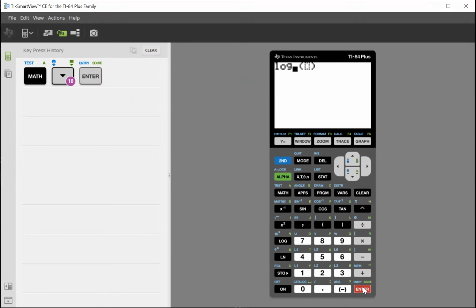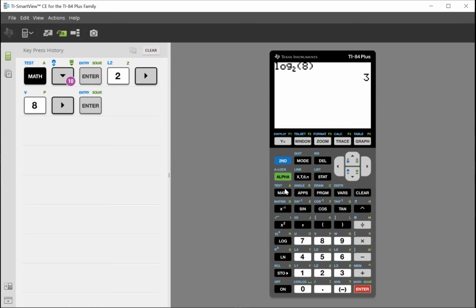So remember, my first one was log base 2. So I'm going to put in my 2. My result was an 8. So now I've got log base 2 of 8, like my first problem. When I hit enter, remember, we got a 3 on that, okay?